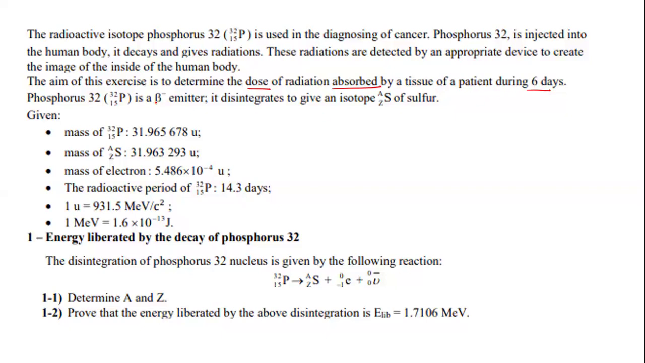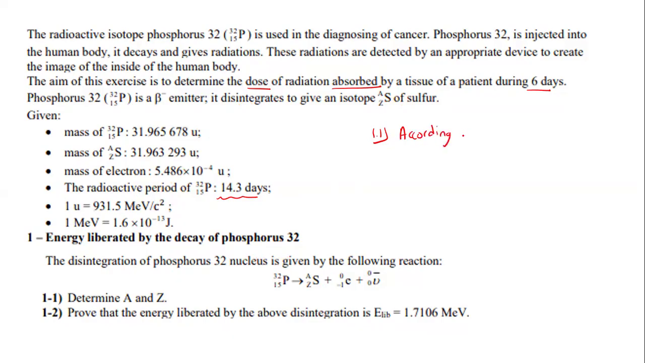Phosphorus 32 is a beta minus emitter and it disintegrates to give the isotope S. You have all the given data, you have the period of the phosphorus, so pay attention here. The disintegration of the phosphorus is given in this relation; determine A and Z. So part 1, in order to determine A and Z, we do it according to the conservation.